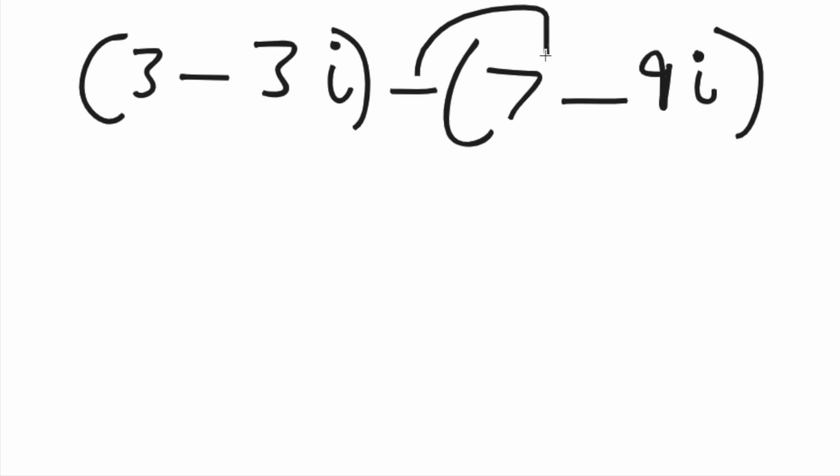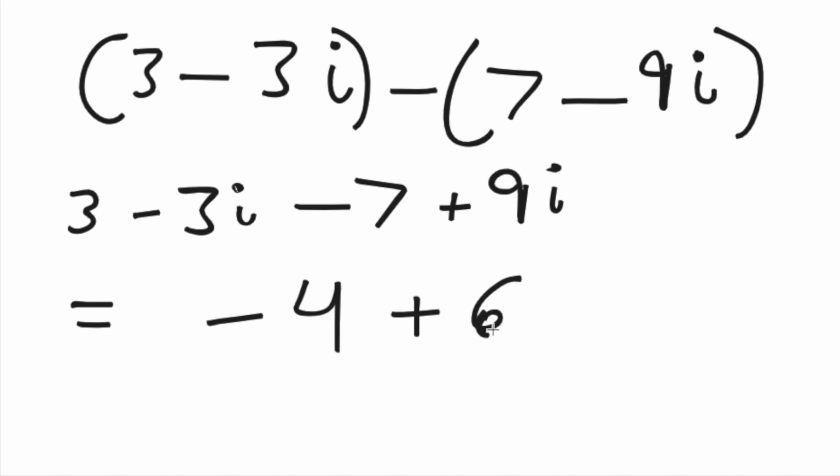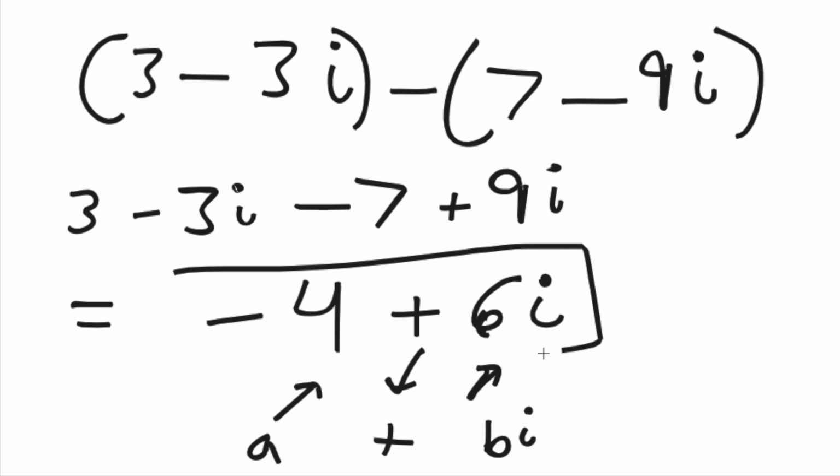Let's do another example here. Let's remove the parentheses by distributing the negative sign to the 7 and the -9. So it would be 3 minus 3i minus 7 plus 9i. Now second rule, combine like terms, and there you go. We have our answer, -4 plus 6i. So in this part, -4 is the a, the real number, and 6i is the imaginary part, in the form a plus bi. So this is our answer.